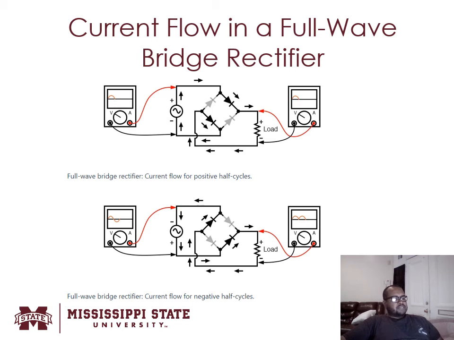Basically, if you take a look at the current flowing in the opposite direction, now I can utilize those two diodes that I didn't utilize in the first picture. You can see the current flowing in this direction to this diode, through my load, flowing into this other diode, and flowing back to the source, okay?